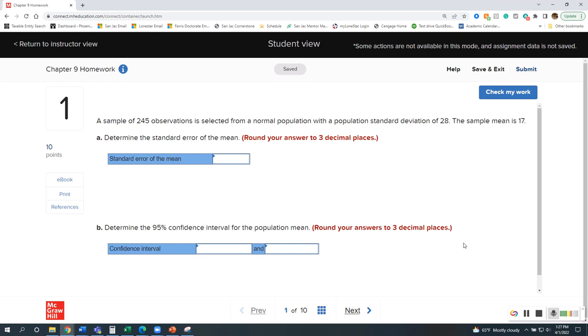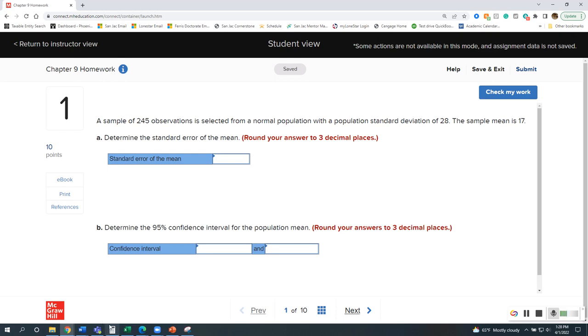So, starting off with question 1, we have a sample of 245 observations selected from a normal population with a population standard deviation of 28. The sample mean is 17. Determine the standard error of the mean. This formula is going to take the standard deviation divided by the square root of our observations.